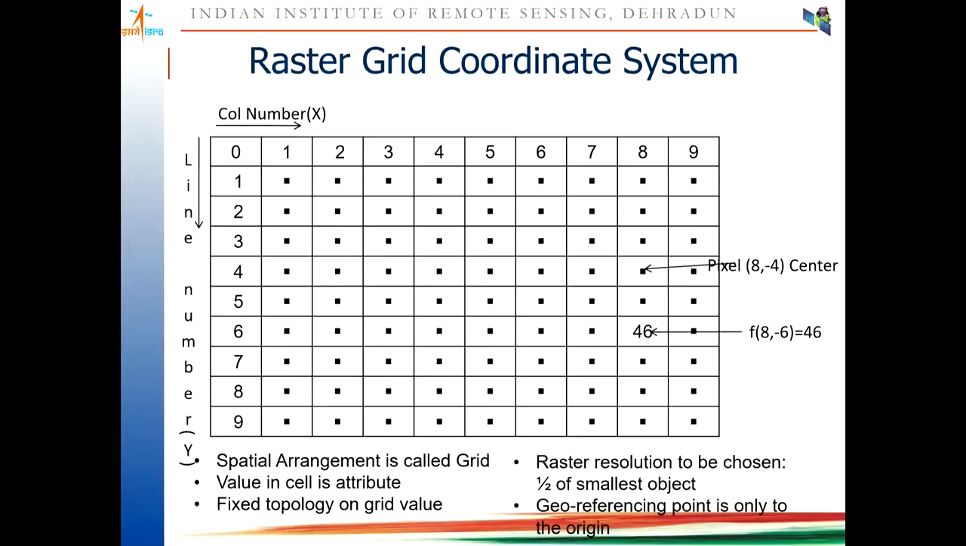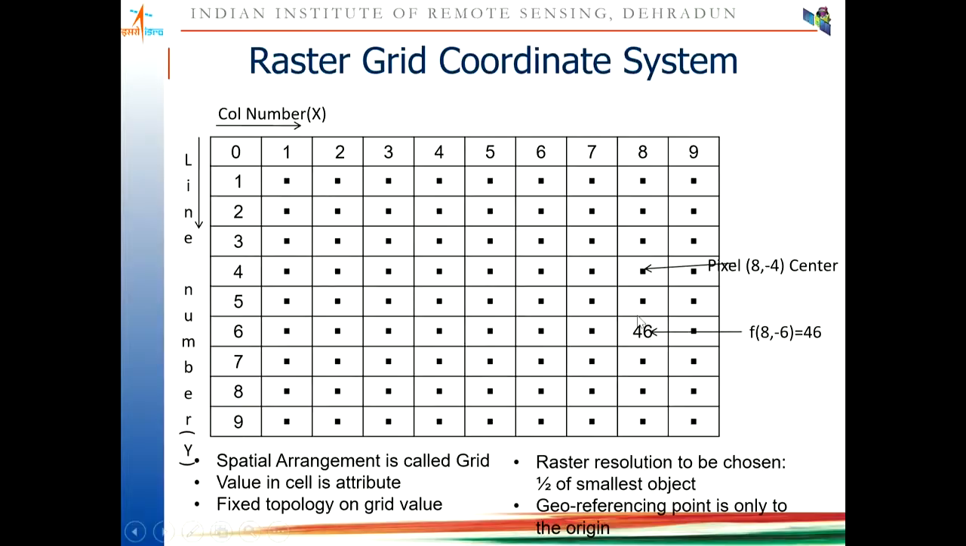Now we'll see the raster data representation. Generally in the raster data representation, as I said, there are different points, and a group of those points can be called a grid. Each grid point is going to represent or cover a whole area. And in raster cases, for each of those grid points we have a defined value. Like in this case, at location 8, 6, we have a value defined as 46.